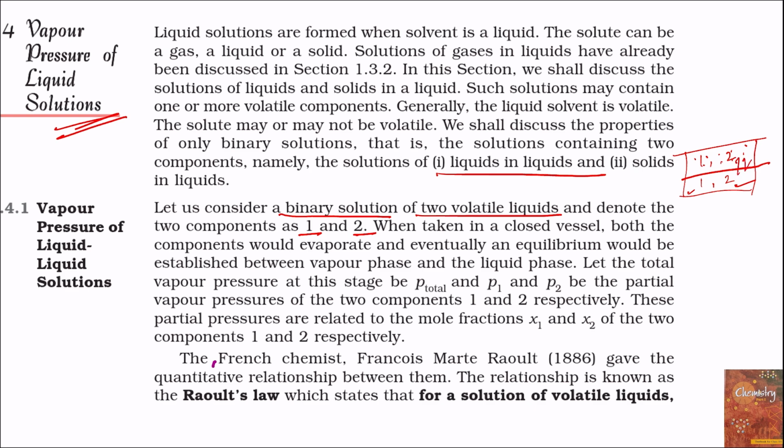Now let us denote the total vapor pressure at this stage by P total, partial pressure of component 1 by P1 and partial pressure of component 2 by P2, mole fraction of component 1 by X1 and mole fraction of component 2 by X2. Now there is a quantitative relationship between the partial pressure and the mole fraction of the components, and this quantitative relationship is known as Raoult's law.